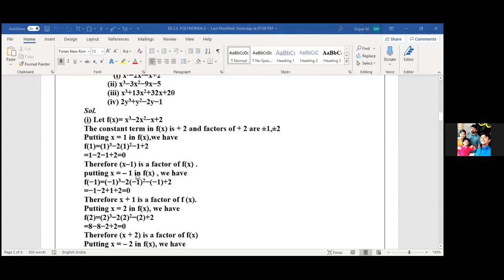Next, the second one. Now I'll take minus 1. So here there are 4 values we are checking: plus 1, minus 1, plus 2 and minus 2. So now I'm checking for minus 1. Plus 1 we already checked, plus 1 is a factor. Now I'm putting minus 1 here. So minus 1 whole cube is minus 1. Minus 1 whole square is 1. 1 into minus 2 is minus 2.